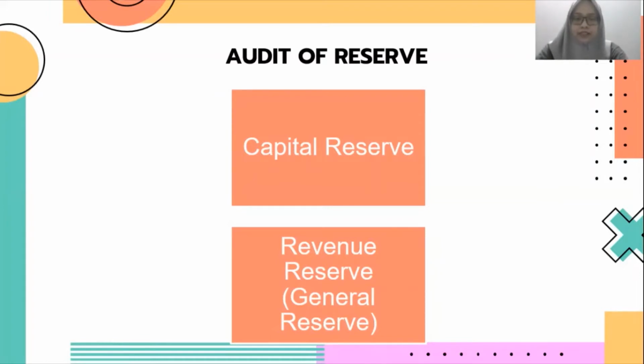The auditor's duty in revenue reserve is to examine the articles of association of the company, verify the mode of creation, verify the purpose of creation and disclosure in the balance sheet, and lastly, examine the minutes of the board of directors. That is all for this reserve and retained earnings cycle.